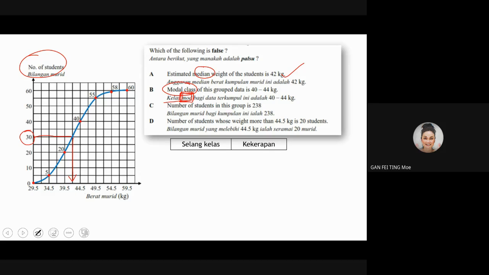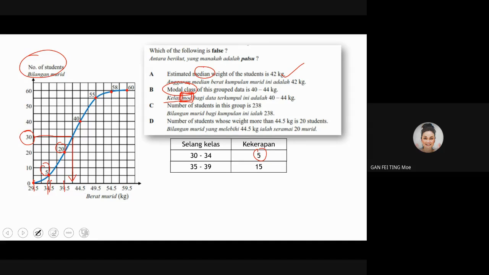Right? So now you can see underneath, I already have a table. Selang kelas and kekerapan, the class interval and the frequency. For the class interval, I come up with my limit 30 to 34 from here. Followed by 5, I take it from here. Then from 35 to 39, the second bar, 20. 20 includes the 5, so when I take away 5, that's why I have 15.